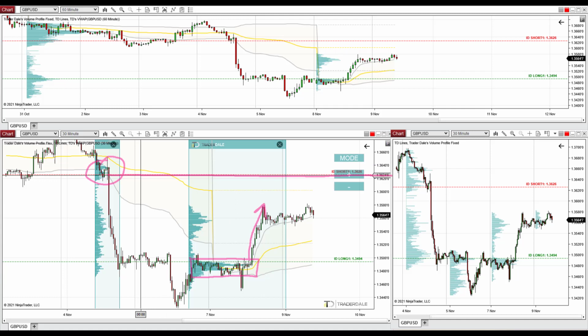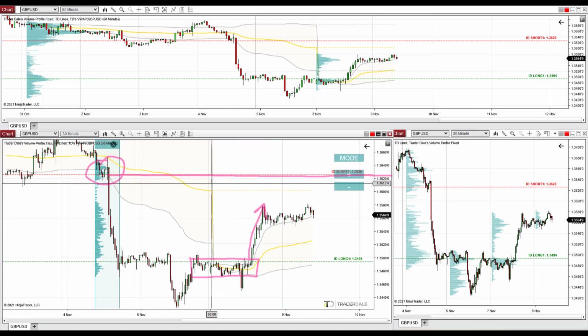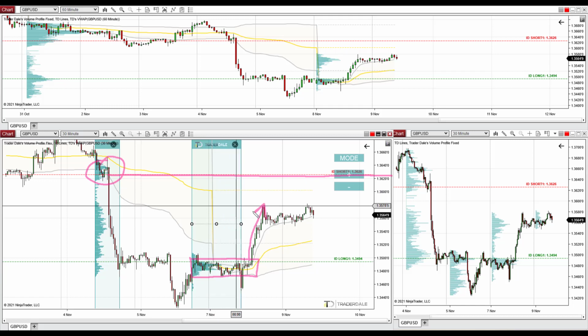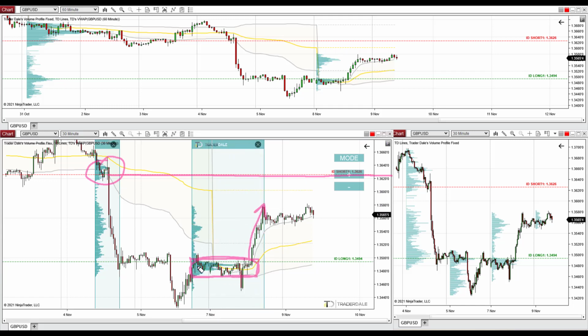So what I did, I used the flexible volume profile like this. I used it over the rotation area to see the volume distribution in here. You can see that there were massive volumes accumulated there. Heaviest volumes in this area were right there. And from this rotation area, this strong activity started.